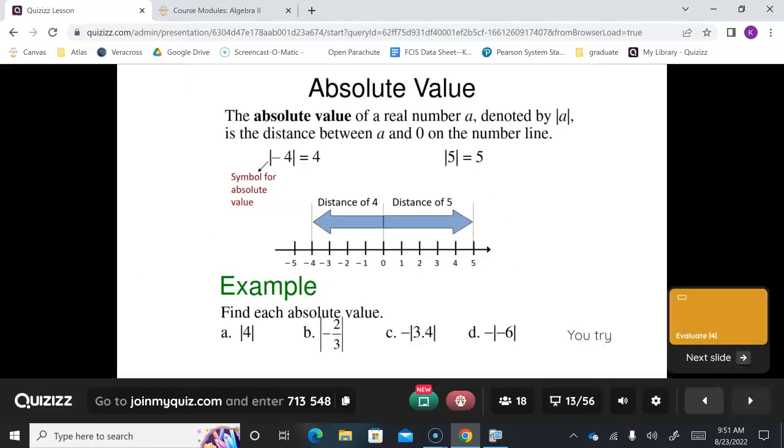All right, and keep that chart handy because it's really useful to kind of go back and look at it from time to time. Absolute value. Absolute value measures distance from 0.